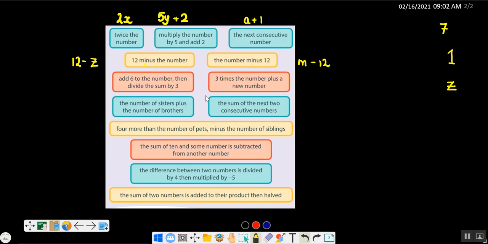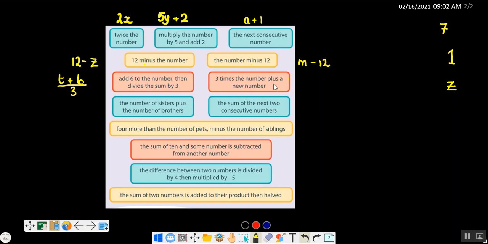Add 6 to the number, then divide the sum by 3. Anyone? Nico? t add 6, all of it, divide by 3. Because add 6 to the number, then divide the sum. So that's the sum. The whole thing needs to be divided by 3.